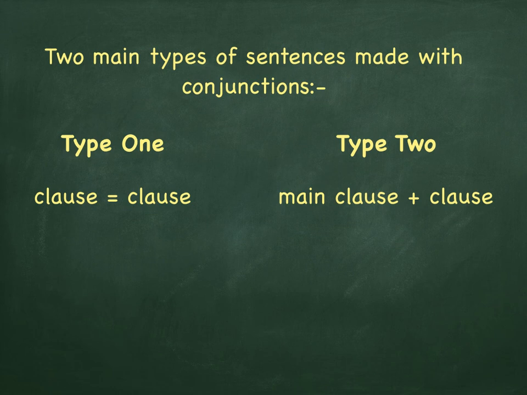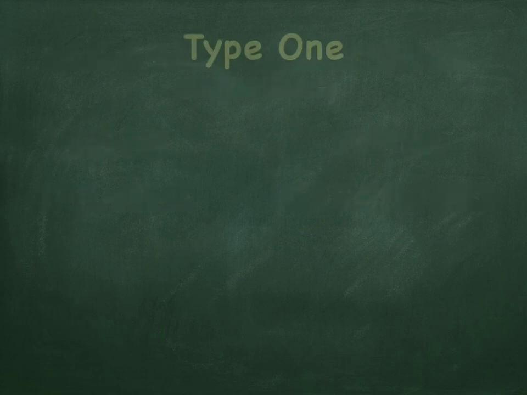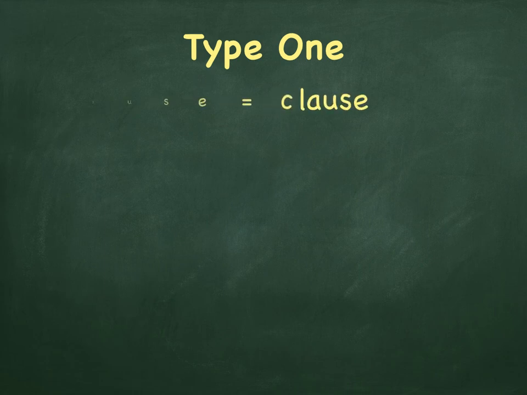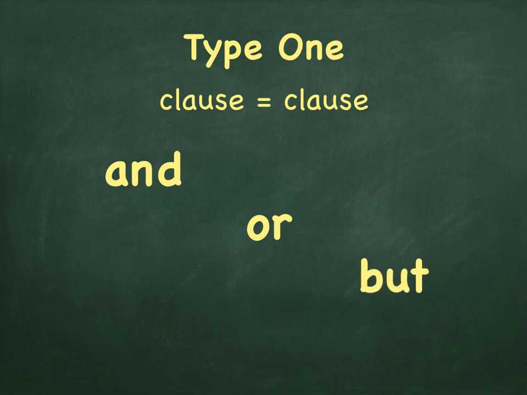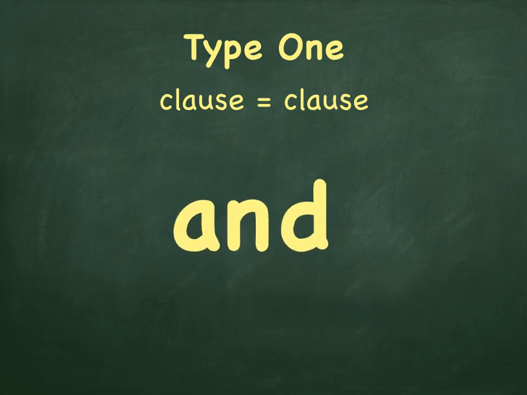And this is the main part of the lesson. There are two main types of sentence made with conjunctions. And in this lesson, we are going to look at the first type. In this type of sentence, there are two clauses, and they are equal in value, equal in level in the sentence. Let's look at three conjunctions that are often used in this pattern. First, we'll focus on and.